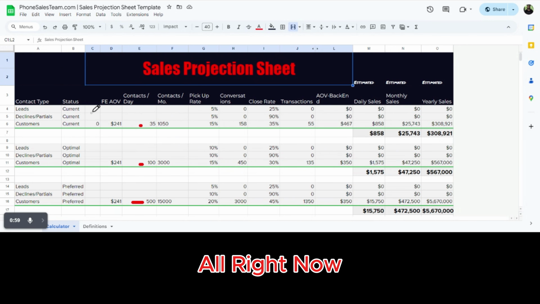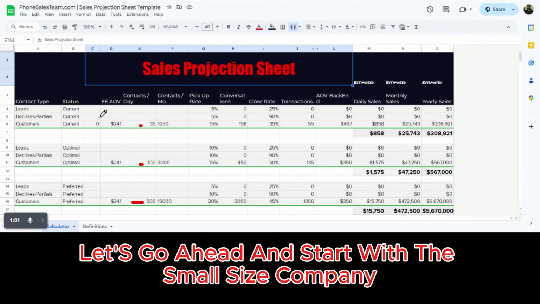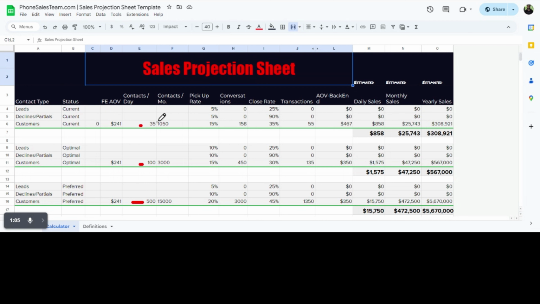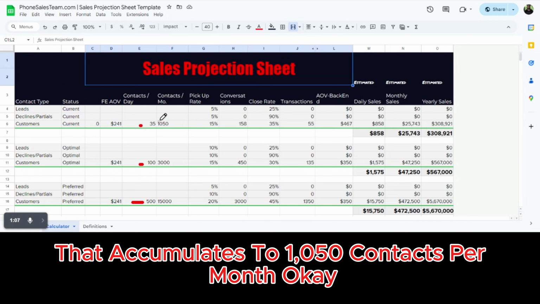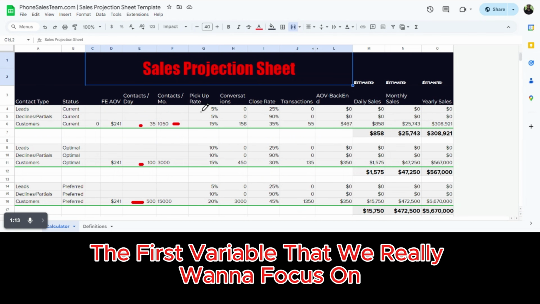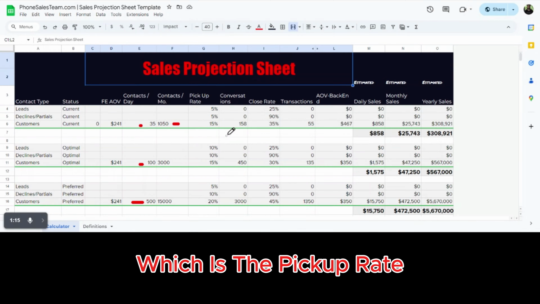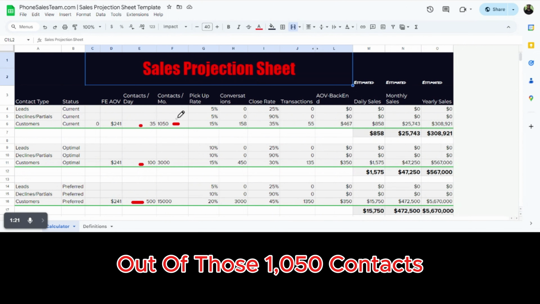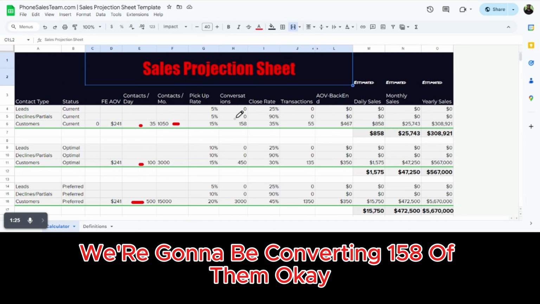All right, now let's go ahead and start with the small size companies. So 35 contacts per day accumulates to 1,050 contacts per month. Now here comes the first variable that we really want to focus on, which is the pickup rate. If we maintain a 15% pickup rate out of those 1,050 contacts, we're going to be converting 158 of them.